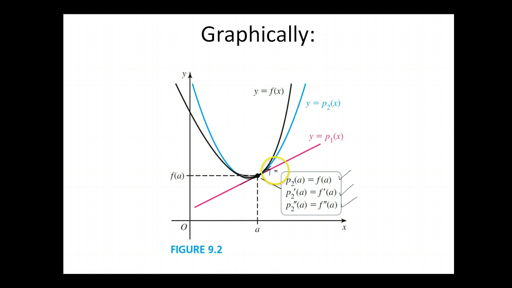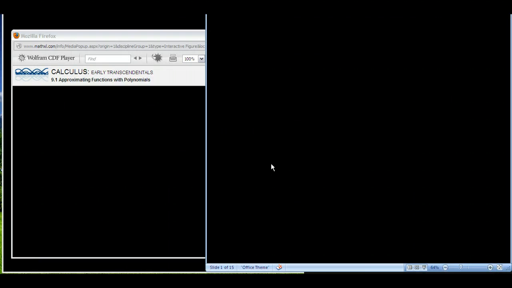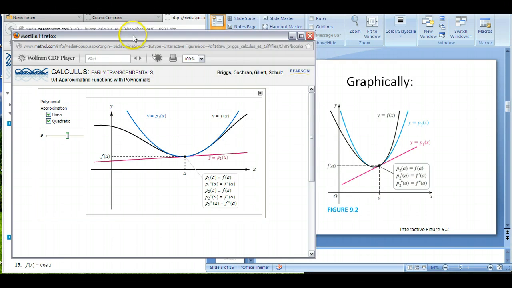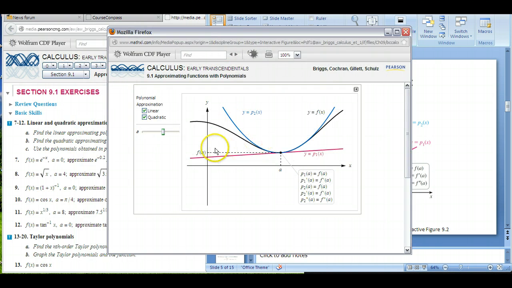It matches exactly, right? To see this more specifically, let's consider one of our animations from our textbook. So this is one of the animations from our textbook, and we're approximating a function f using a tangent line as well as a quadratic. Notice I've checked the linear and quadratic boxes here. Let's see what happens as we move a, as we move the value of x that we're approximating our function at.